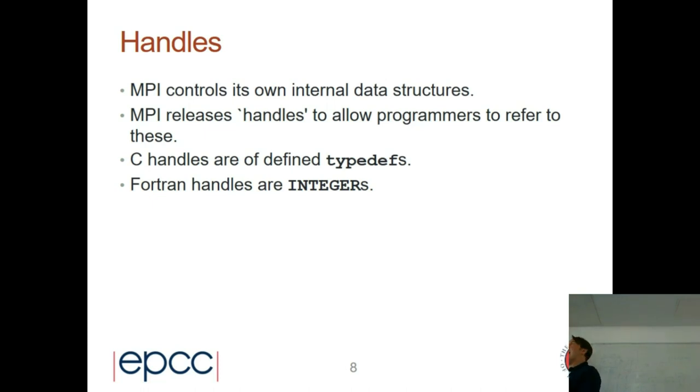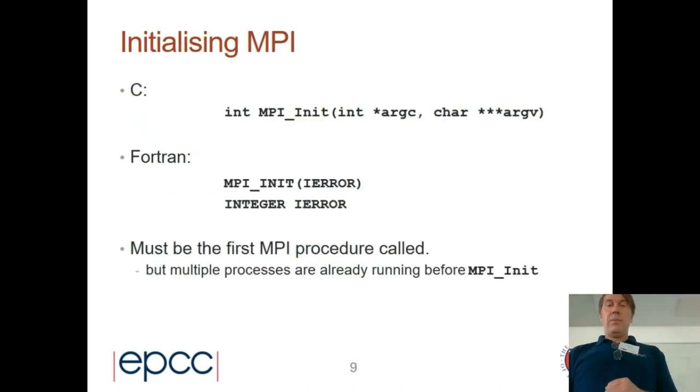So everything, every handle in MPI in the Fortran interface, is just an integer in the old-fashioned interface. The first thing you have to do is initialize MPI. As I said, when your program starts running, it's just a serial program. So you have to initialize MPI to get things going, and it's called MPI_Init.